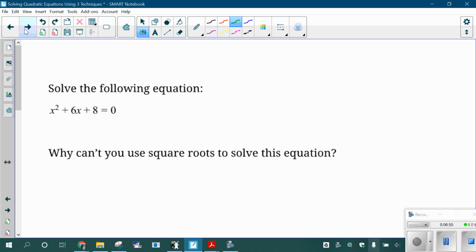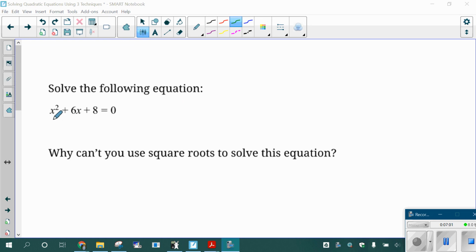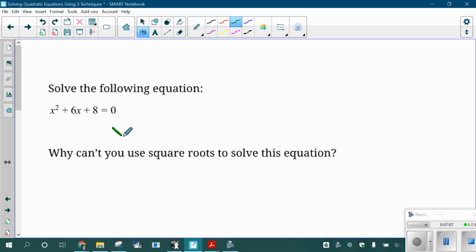And I want to talk about this problem. Okay, so I hope you look at this equation, and if you try and go about getting the squared thing by itself, you'd subtract the 6x and the 8 over, and you'd be here. And now you'd try and square root both sides, and this is getting really messy. We have an 8 there. Well, this is really messy.